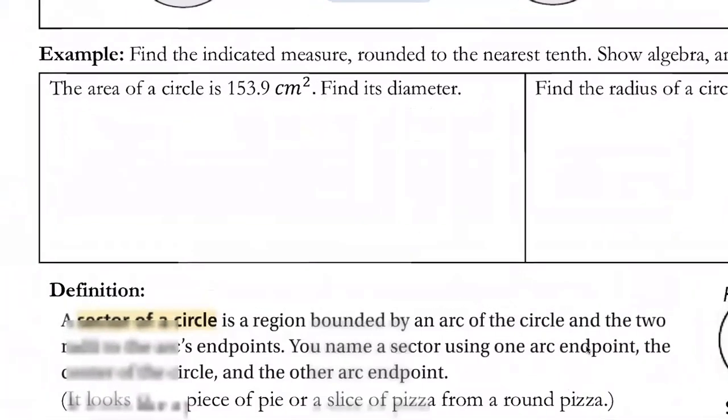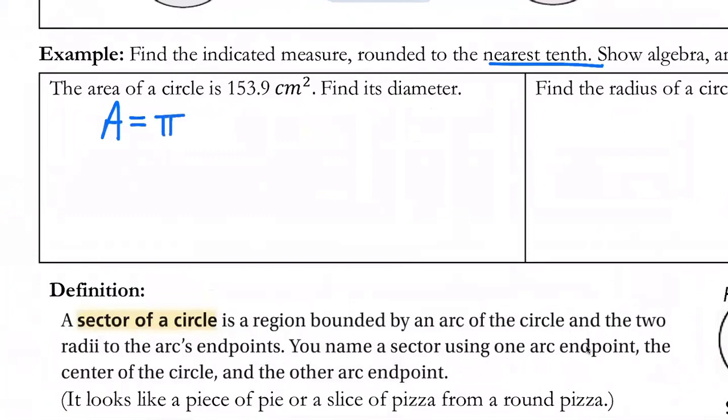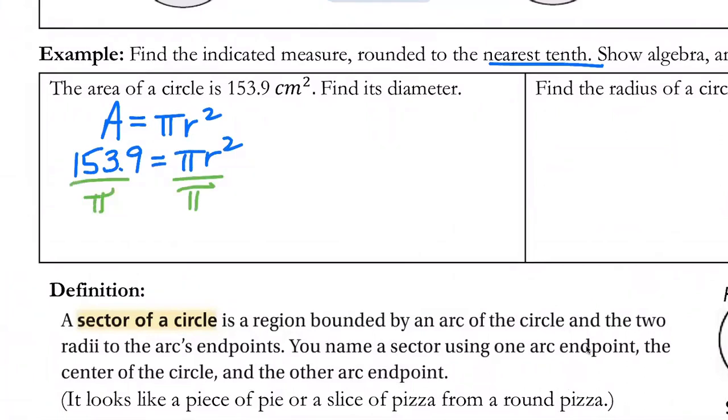Okay, find the indicated measure rounded to the nearest tenth. So the area of a circle is 153.9, and we're looking for the diameter. So since area is pi r squared, I'm just going to go ahead and find the radius and then use that to get the diameter. So I'm just going to plug into area equals pi r squared. The area is 153.9 equals pi r squared. So I'm going to divide both sides by pi, and then I'll square root the answer. So let me go ahead and do that.